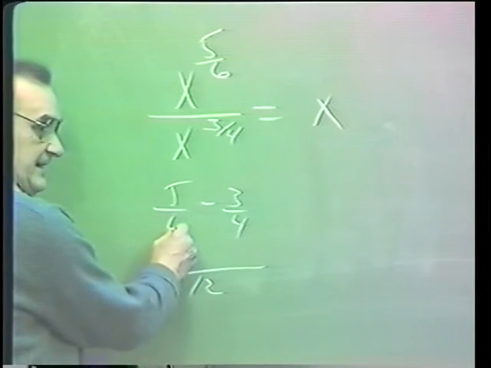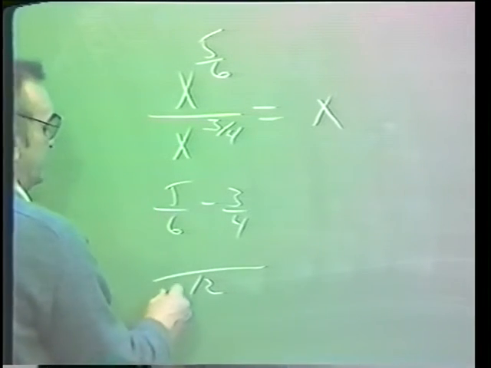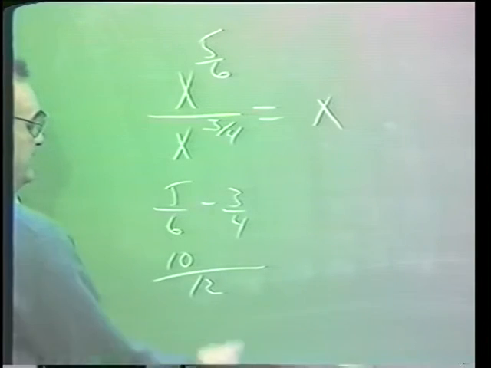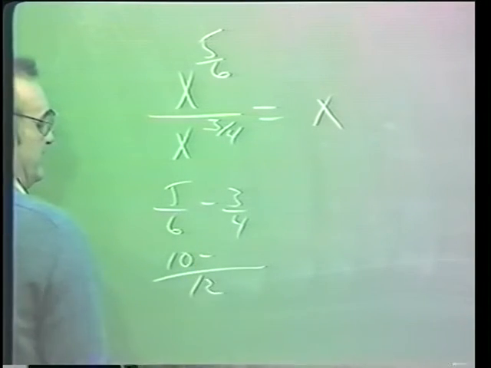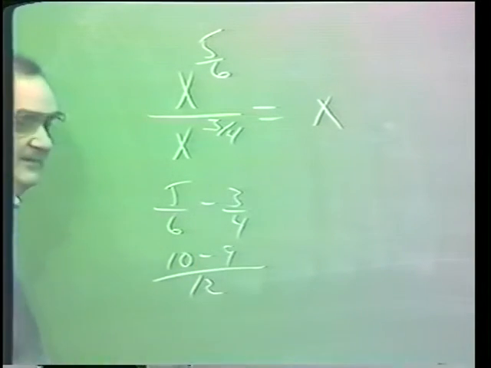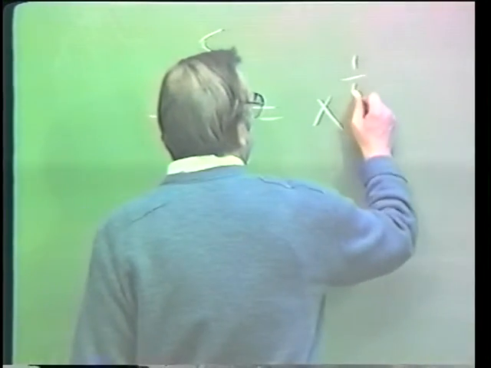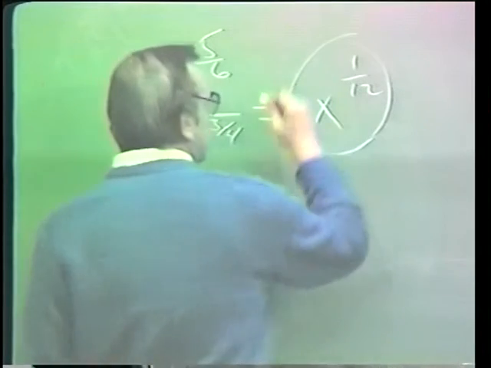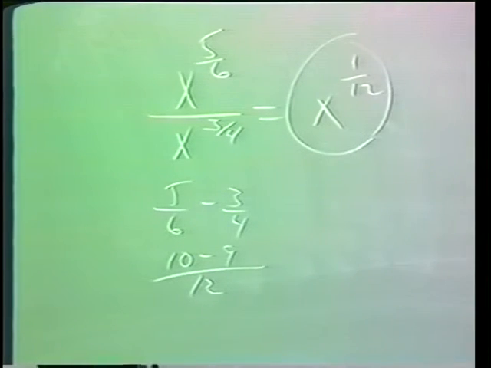That means we have to multiply this fraction by 2. We multiply the top by 2. We get 10. Here we have to multiply this denominator by 3. We multiply the numerator by 3. So we come out with 10 and a negative 9. That's a positive 1/12. There's the answer. Okay? Simple. You see, the rules aren't changing. The rules stay the same.